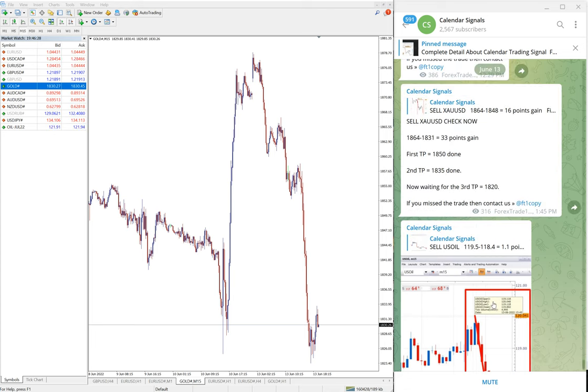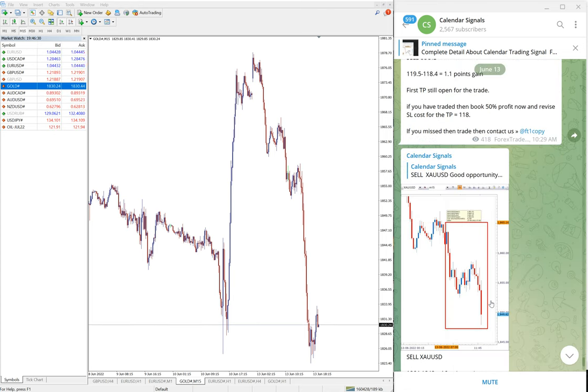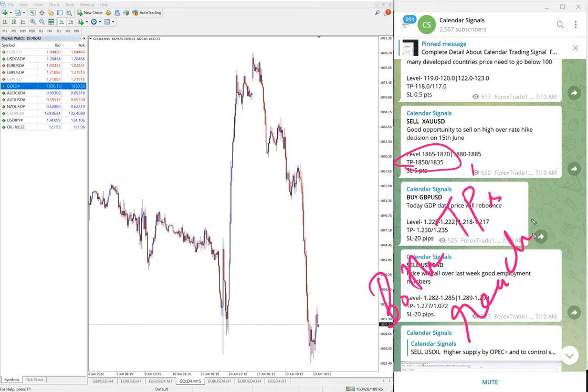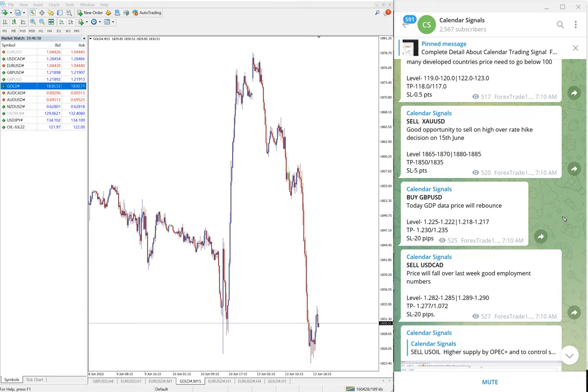And the other signals given, the targets you see for gold, 1850 and 1835, both targets reached, both TPs reached. Anyone who followed this free channel and traded according to our suggestion would have made this huge profit.